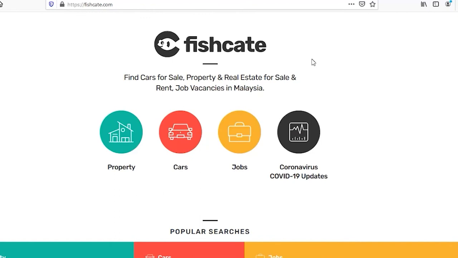So when you land on fishcate.com at the homepage, what you can see, of course, as I mentioned just now, is property, car, jobs, and recently I've added some COVID-19 cases, but it's just a demo right now. If you click on the property website, you are taken to the search result page. If you look at it, you will think this is the same as what you get when you go to a property portal and click on search, and this is what comes out.